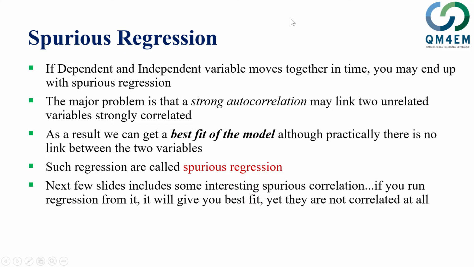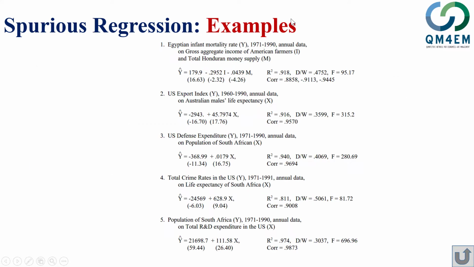Let me start with the first one. The first example is one that I took from the net. There are many more examples as well. These were more concrete in terms of having all the information available, so I took that. This first example is of the Egyptian infant mortality rate, regressed on the annual gross aggregate income of American farmers and the total Honduran money supply.